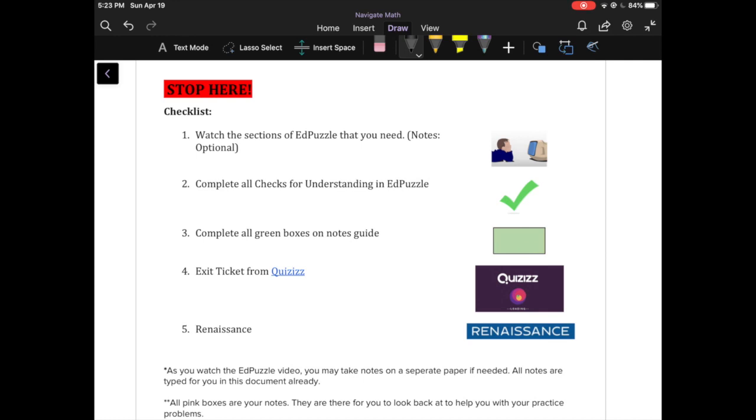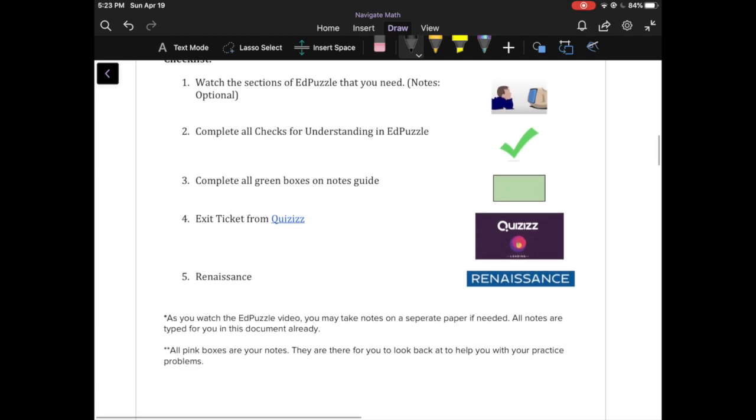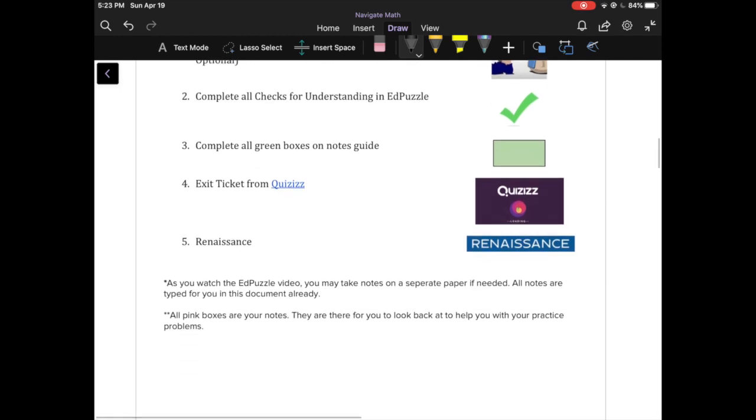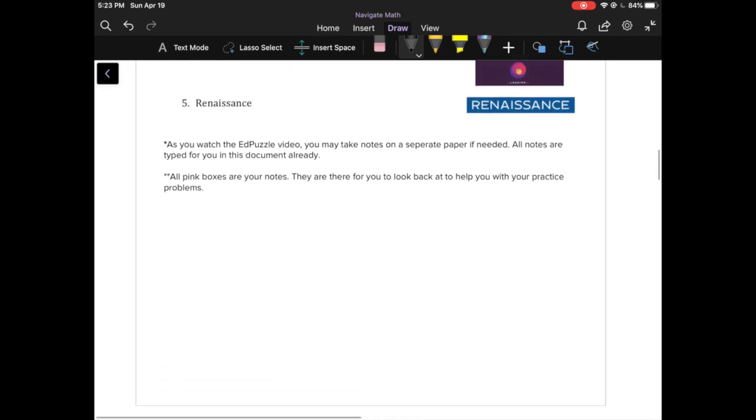So the checklist for today: you're going to complete your launch, then watch the sections of the Edpuzzle videos that you need. Remember that the timestamps are there so that you can jump around and you don't have to watch the entire video. Complete all of the check for understandings in Edpuzzle and your notes guide. You should do them in your notes guide first, put them into Edpuzzle, and if you get them wrong, you're going to correct them in your notes guide. Complete your exit ticket on quizzes, and today we are doing Renaissance.